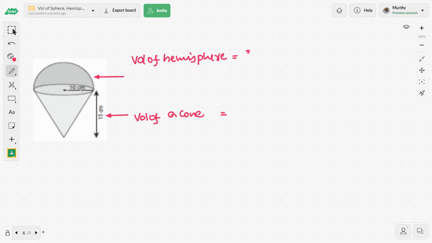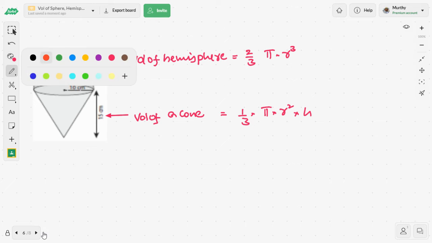Volume of a hemisphere is 2/3 pi r cube. Volume of a cone is 1/3 pi r square h. Now just plug in the values. As I mentioned before, always check in the beginning itself: in the given diagram or question, is the radius given or the diameter? If radius, then no need to break our heads. So I see that radius is given as 10 units.